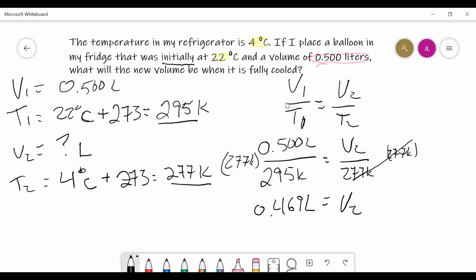If we'd used Celsius, you'd have seen a much more drastic change. Because really the change here, 295 to 277, is not a huge proportional change, but 22 to 4 is a big change. If we had done it with Celsius, you'd have seen 0.09 liters, which is a huge change and would not be the correct answer, which is why we convert to Kelvin. So in this case, our final answer is this.